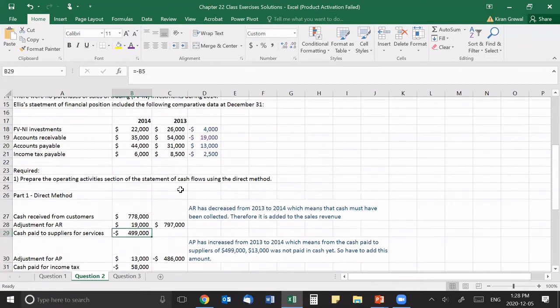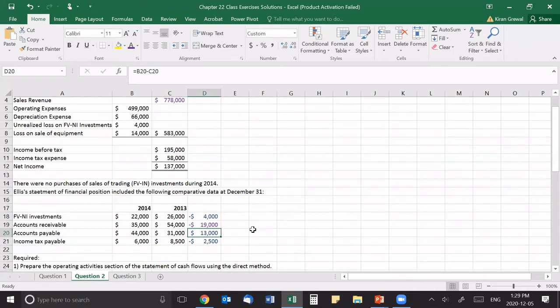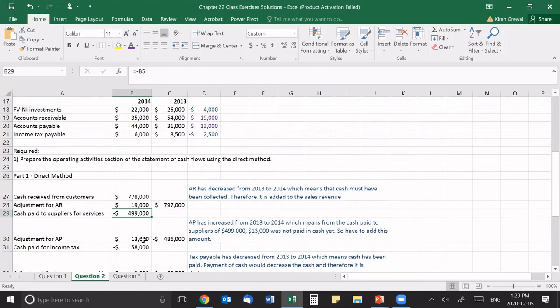And then we're going to adjust this. Usually if there was cost of goods sold included in here, you would adjust that for your inventory amount, which we don't have. We're also going to adjust it for any prepaid expenses. Just looking at our statement of financial position, we don't have any prepaid expenses, but we do have accounts payable, so it also needs to be adjusted for accounts payable. Accounts payable was 44,000 this year, 31,000 last year, so it went up by 13,000. If it went up, that means we didn't pay the cash, so we're going to add this 13,000. We take the negative 499,000, add 13,000, and our subtotal becomes negative 486,000.